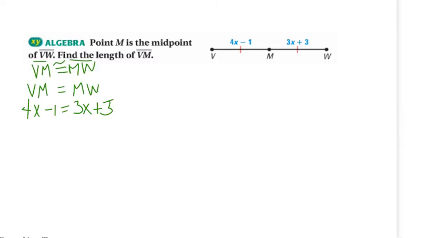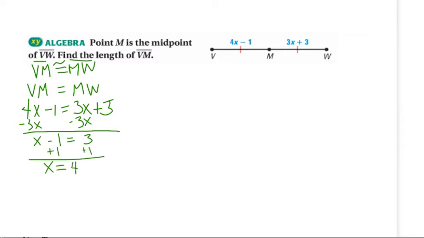So when we go ahead and solve it, we can move the 3x to the left-hand side. We did that by subtracting, so now we end up having 1x on the left, and then we still have a minus 1 and a 3. So now we can move the minus 1 to the other side by adding 1 to both sides. And this gives us a positive 4 for our x value.